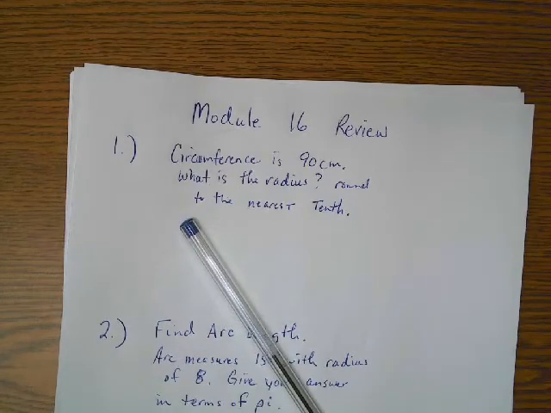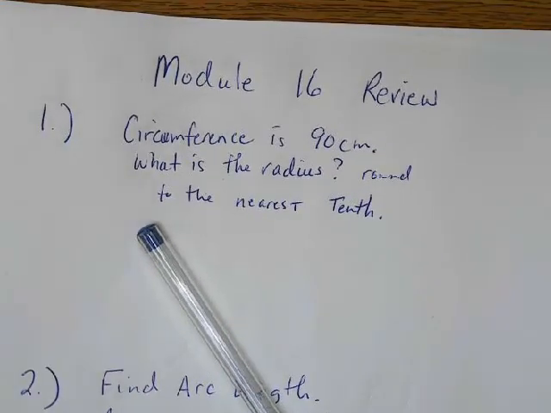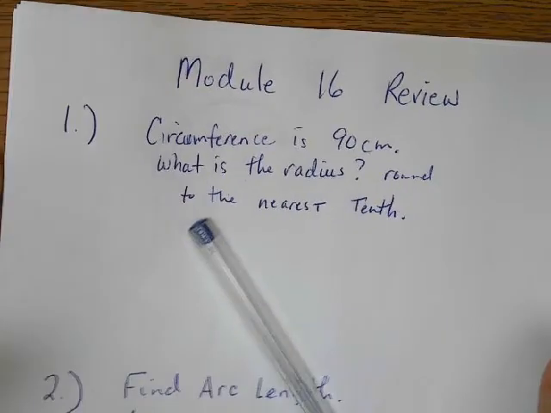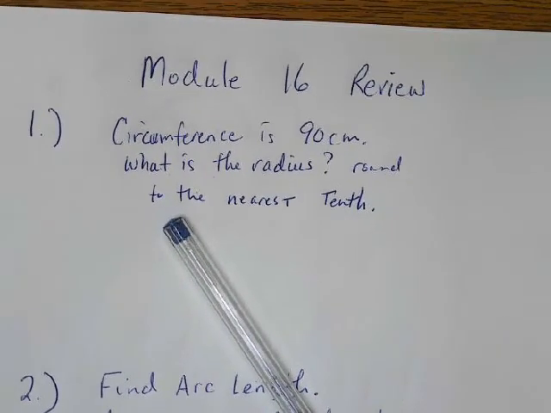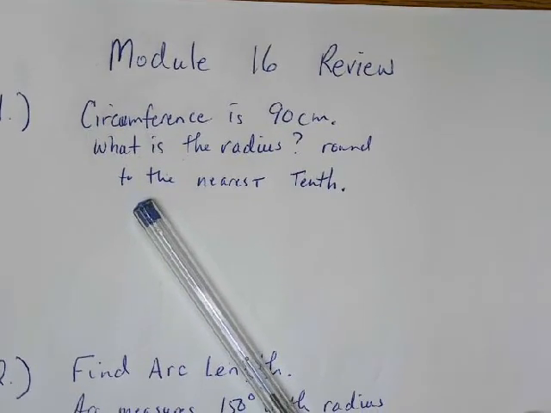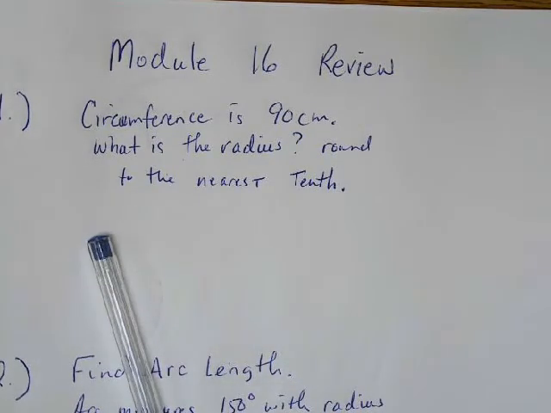All right, so let's take a look. We'll focus in. Here's the first problem we want to do. Circumference is 90 centimeters. What is the radius to the nearest tenth? I'm going to give you about 2 minutes to do it. That's how we're going to do it today, and then I'm going to actually do the problem for you.